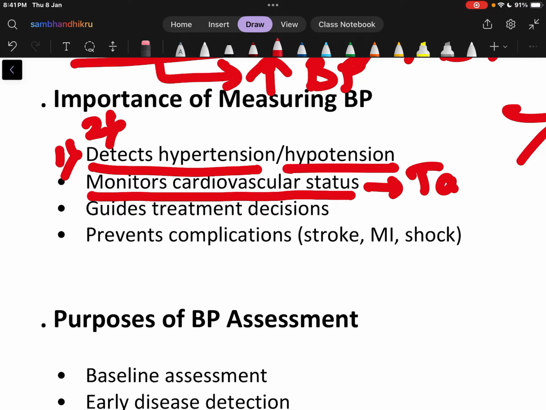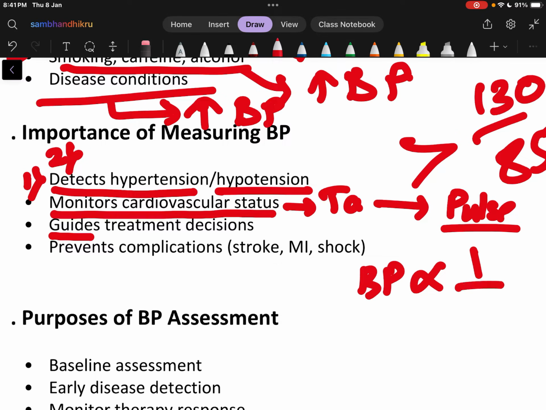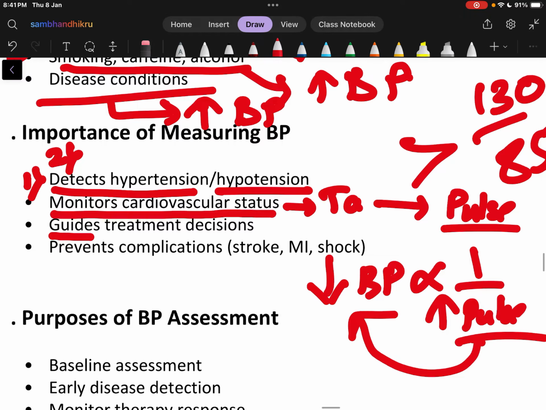Tachycardia and bradycardia will be identified through the pulse. Yes, you are correct, but I said BP and pulse will be inversely proportional, isn't it? If the pulse rate is increased, it is due to decreased BP, as I said. In some conditions this may not be possible. I will tell you those types of conditions when you get to higher studies.